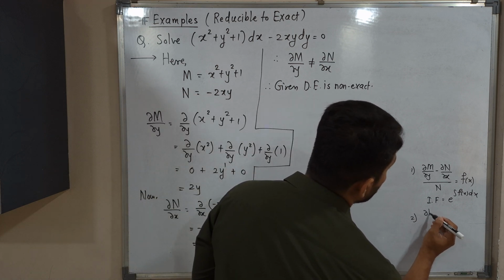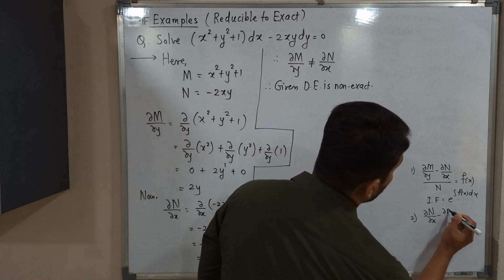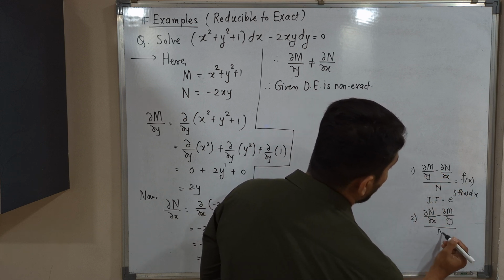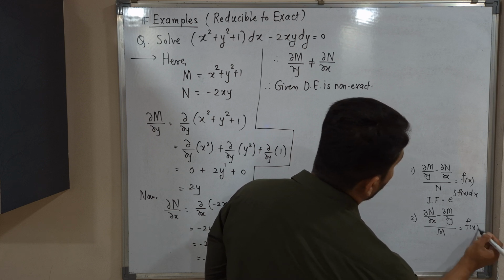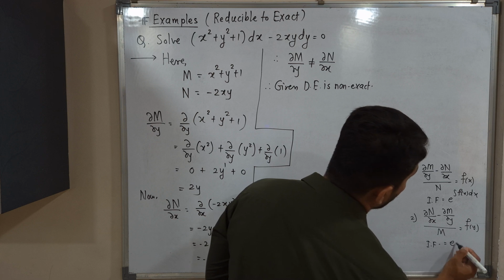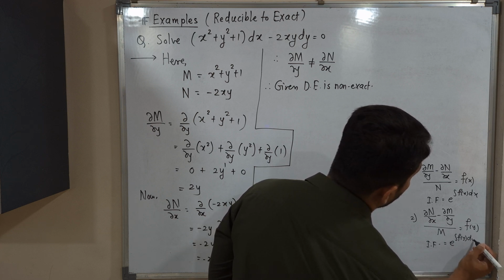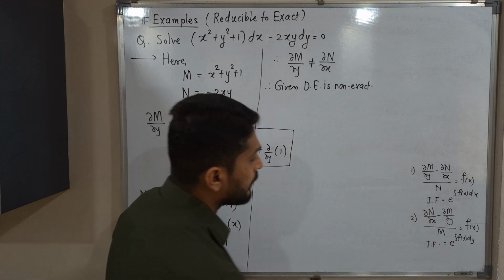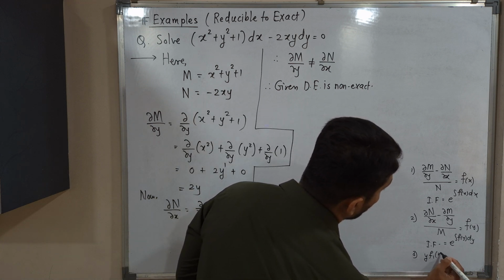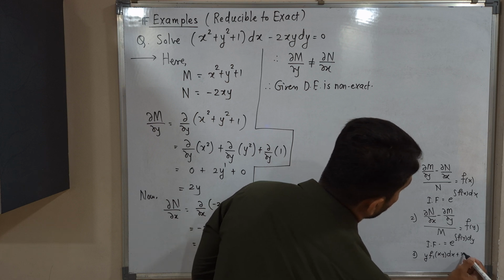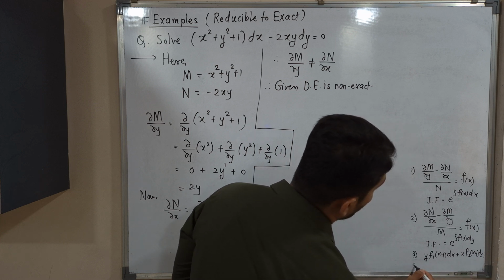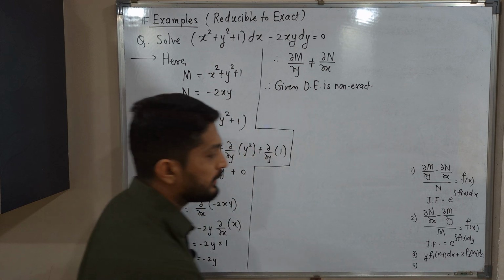The second rule is partial N by partial x minus partial M by partial y. Simply we interchange their roles. N replaced by M. Here we get a function of y. In rule number 2, we get a function of y. In that case, integrating factor is e raised to integration f of y dy. So these two rules we have. The third rule, the differential equation must be in this form: y f1 of xy dx plus x f2 of xy dy. And the last rule, I'm not writing the third rule in detail, I simply mention the condition.